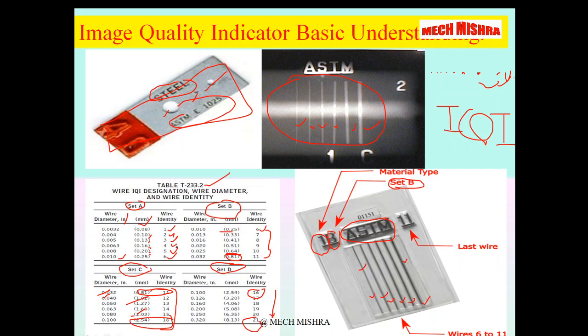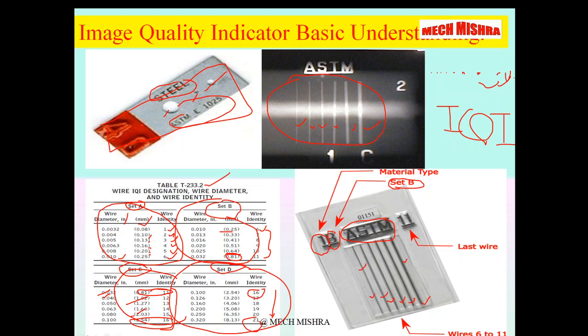So for lesser thickness we are using this. Depending on the thickness, we are selecting set A, set B, set C or set D. We will see further in the video how to select that. So there is a selection criteria.